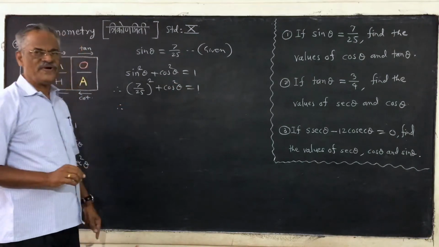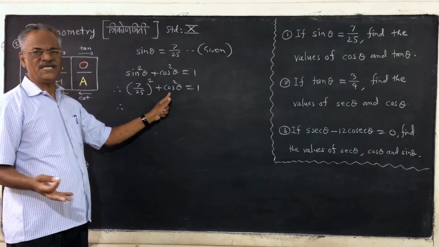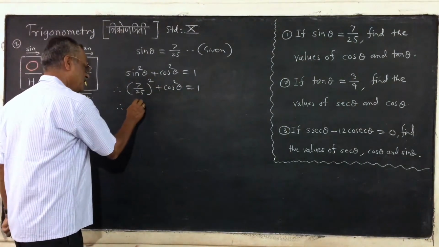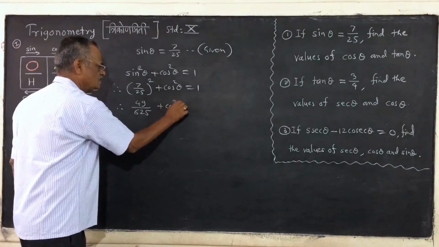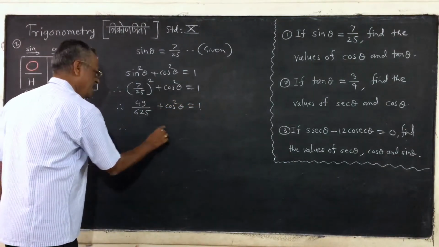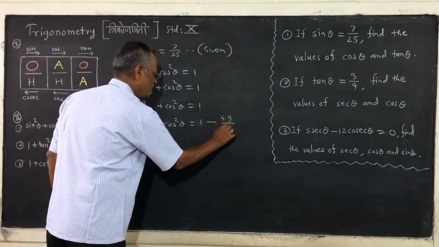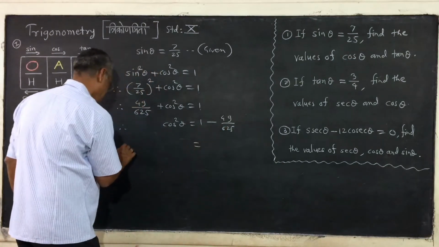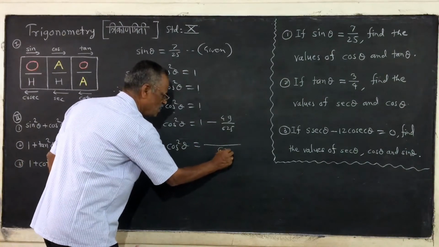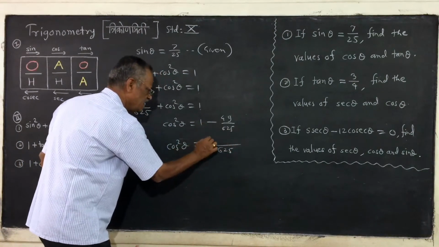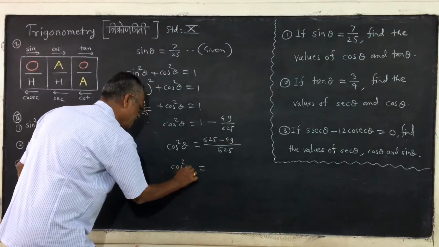Now try to find out cos theta. You can solve this equation. First take the square. What is that square? 49/625 plus cos square theta is equal to 1. Next, you know that cos square theta is equal to 1 minus 49/625. How to calculate the difference? Cos square theta is equal to, making the denominators equal, cross multiplication, 625 minus 49. Then you find out cos square theta.